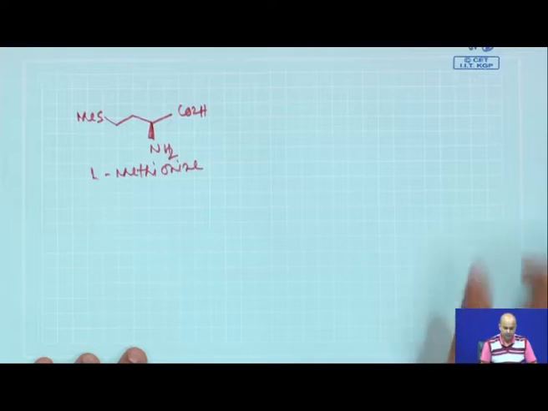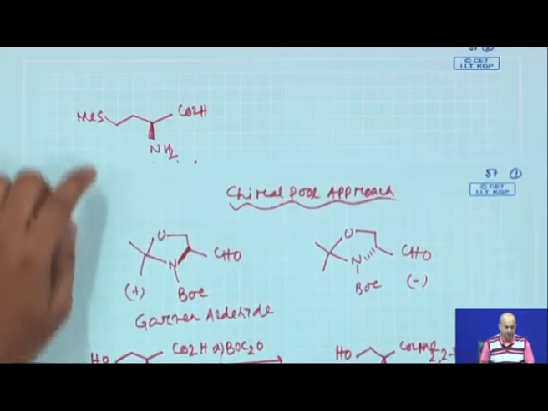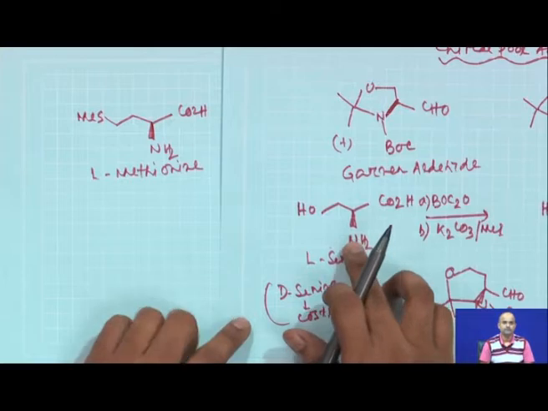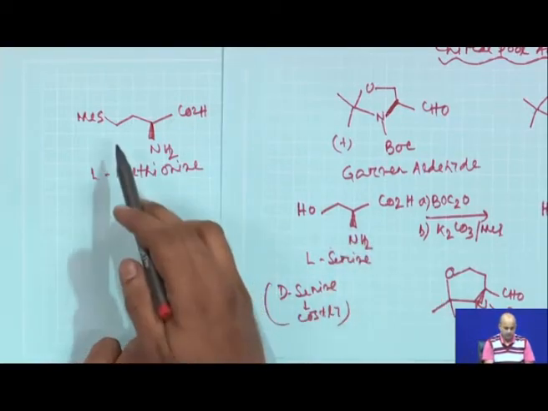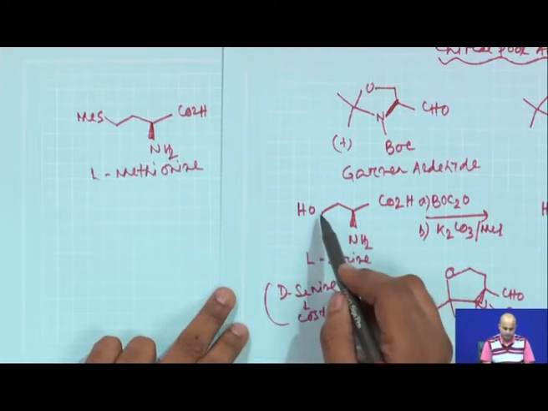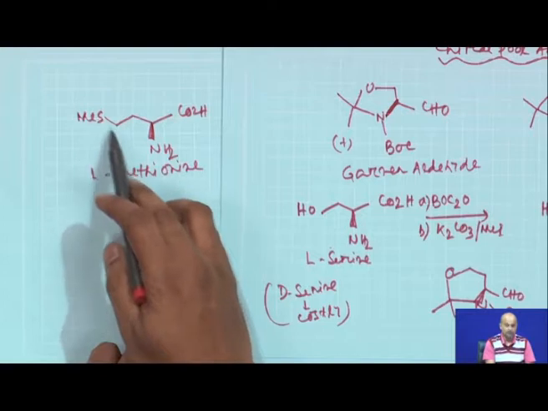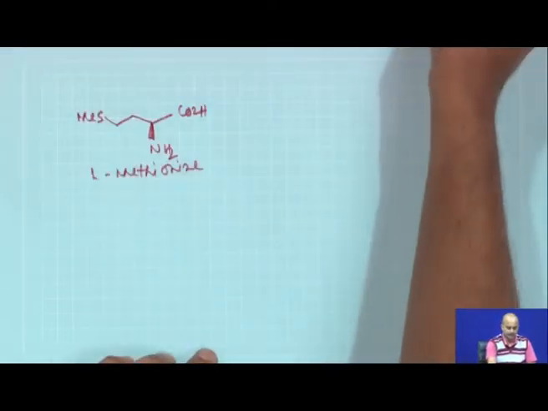Now, L-methionine and L-serine, if you do the structure analysis, this is L-methionine and this is your L-serine. The only difference is, everything is similar, you have an extra SMe group. Now, why this SMe group is required, I am going to discuss now.